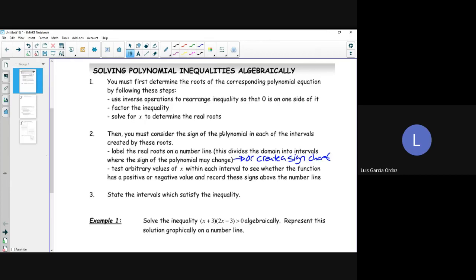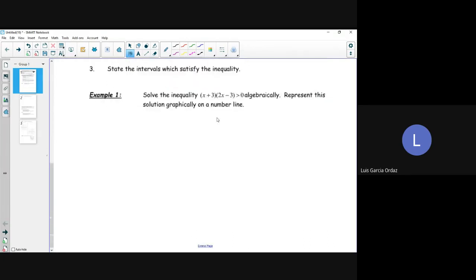So when we make a sign chart, we're just plugging in numbers between specific intervals to determine if the graph is positive or negative between those intervals. And then step 3, we want to state the intervals which satisfy the inequality. So we're going to take a look at an example.